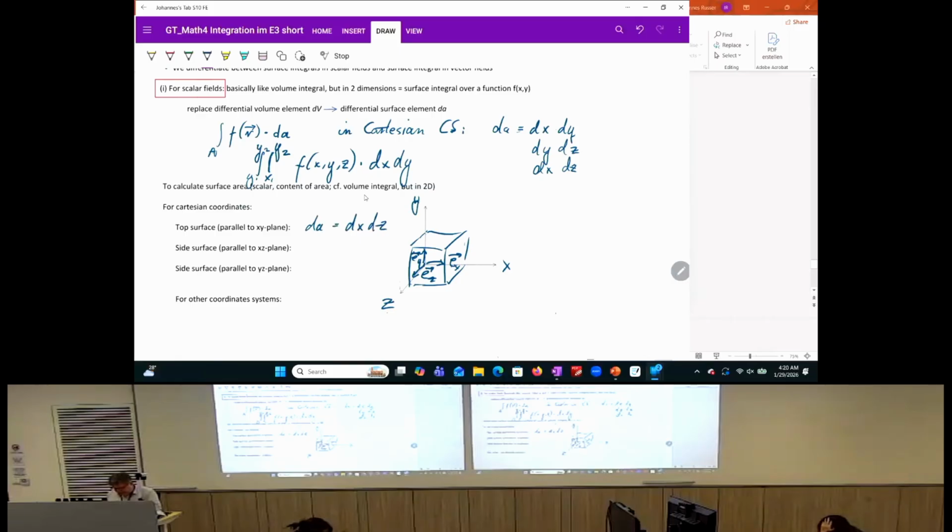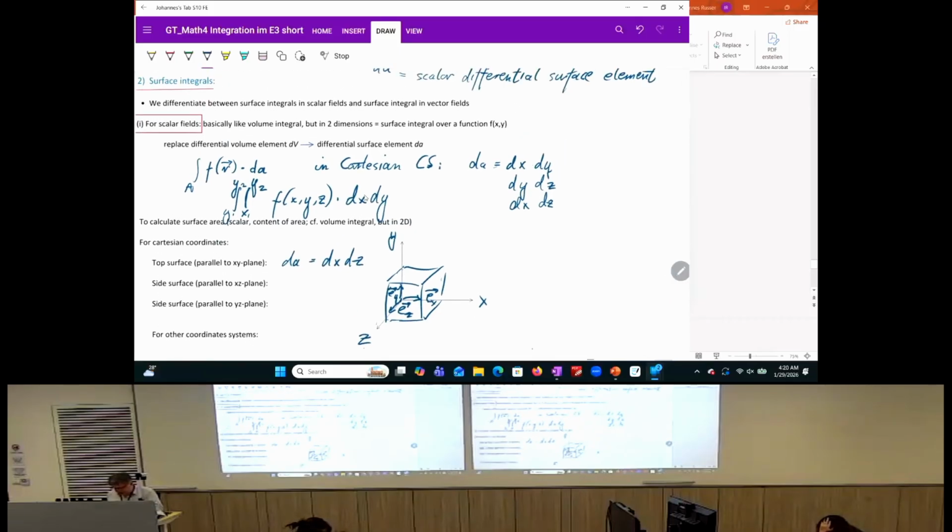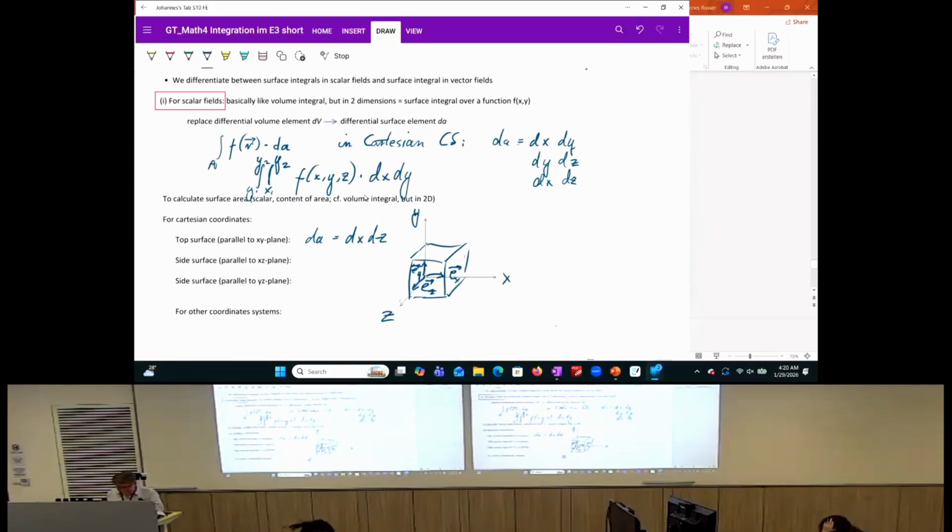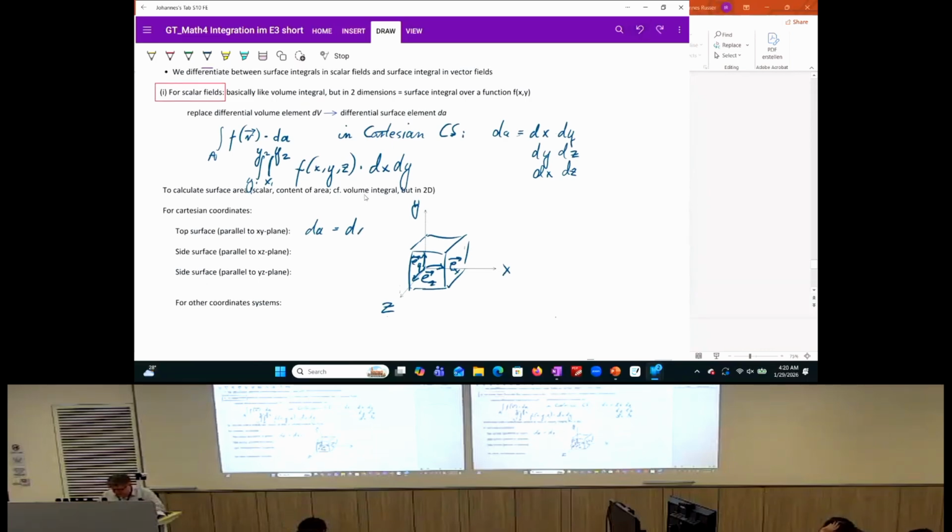On the surfaces parallel to the xy plane, that would be here in the back and in the front, of course, xy. And the side surface would be parallel to xz. Then accordingly, you take dx and dz and so on.